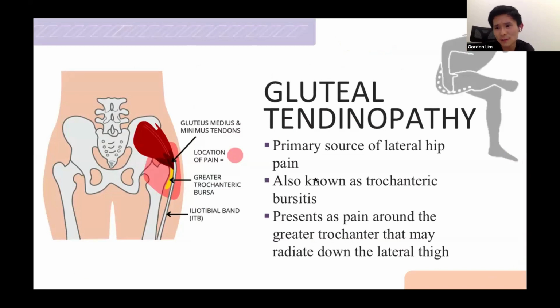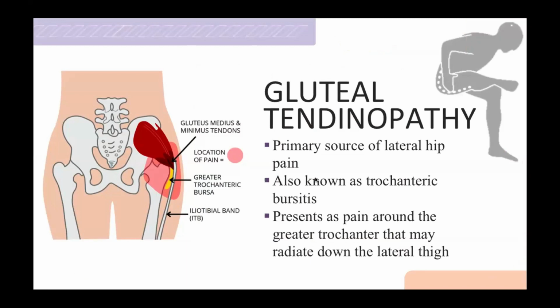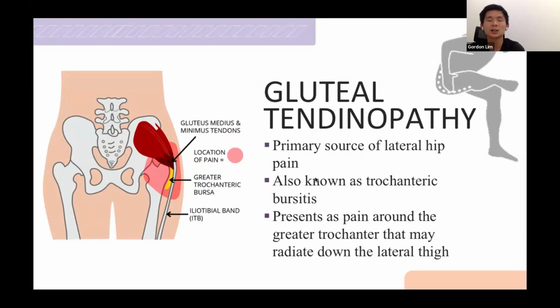The condition is believed to be the primary source of lateral hip pain. In people with lateral hip pain, the thickening, thinning, as well as tears in the gluteus medius and minimus tendons have been observed on ultrasound and MRI scans. So this condition was also previously known as trochanteric bursitis. Okay. Occasionally, this condition can also result in pain radiating down the lateral thigh.